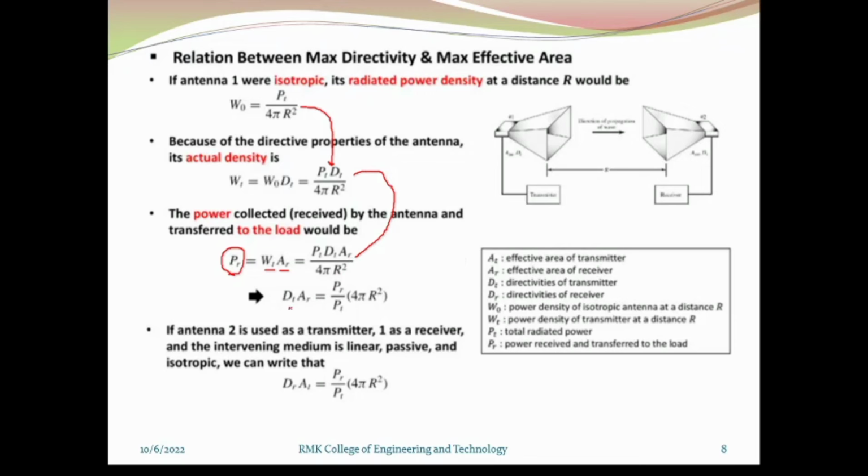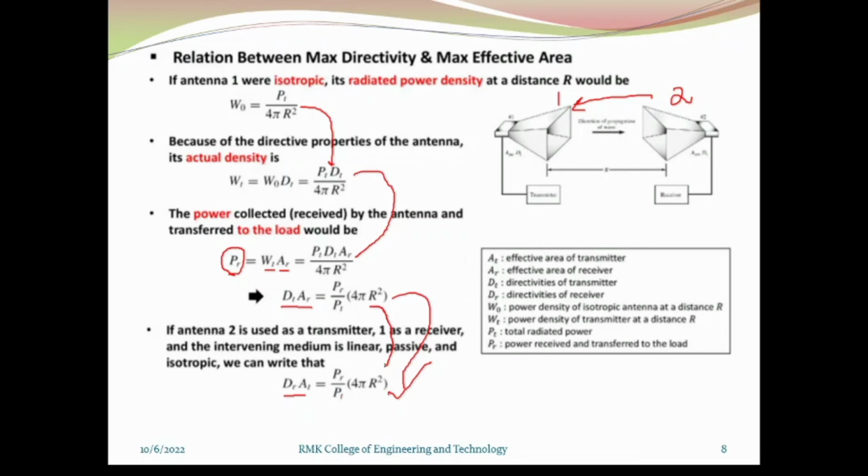So from this we can take dt into AR. Similarly, dr into AT, if we interchange: antenna number 2 as a transmitter and antenna number 1 as a receiver. If we use the receiver as a transmitter and the transmitter as a receiver, then we can write this equation. The above equation can be written like this. So here dt AR is equal to PR by PT of 4 pi r squared. Here dr AT is equal to PR by PT of 4 pi r squared.